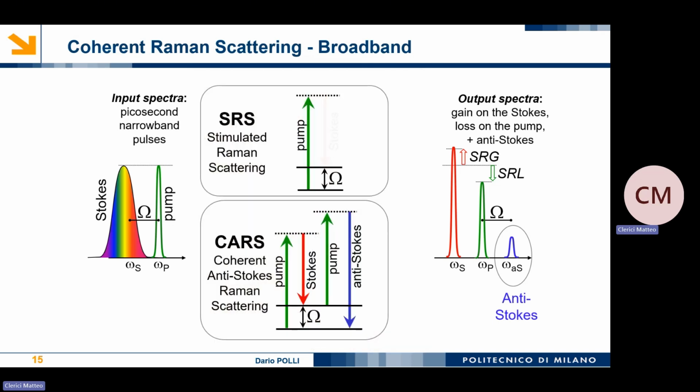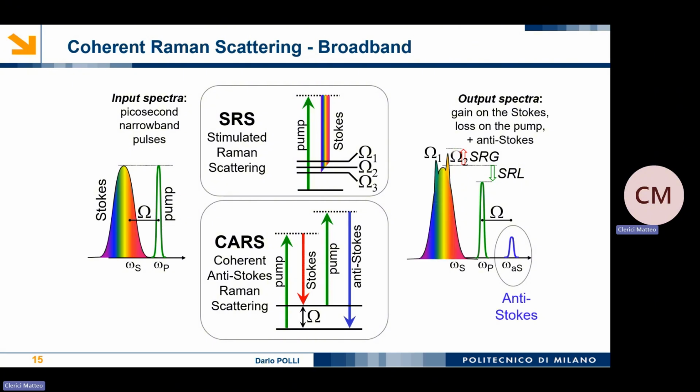And then at the output, what do you do? Well, for SRS, you have this broadband Stokes here. And this broadband Stokes allows you to measure in parallel all the molecular vibrations of interest, capital omega 1, 2, 3, okay? So here, this broadband pulse, this broadband spectrum, will have on top some tiny peaks. Again, these peaks are a part in a million, so very small.